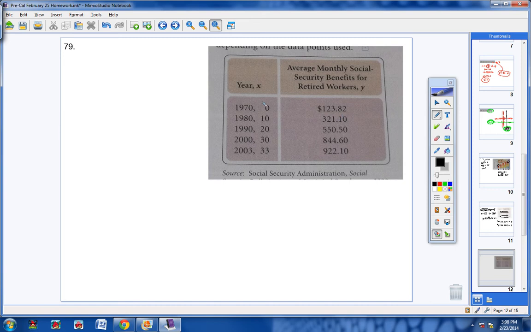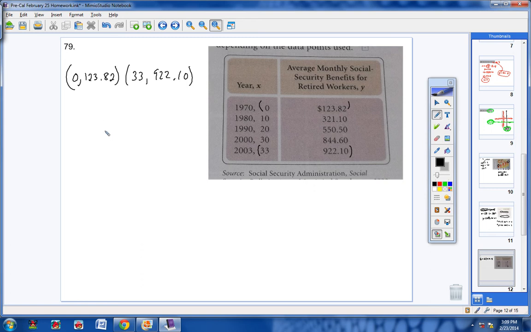I'm going to use these two ordered pairs here. I'm going to use 0 and 123.82, and then 33 and 92.10. So those are my two ordered pairs, 0, 123.82, and my other ordered pair would be 33, 922.10. Now let's go ahead and write our linear equation.